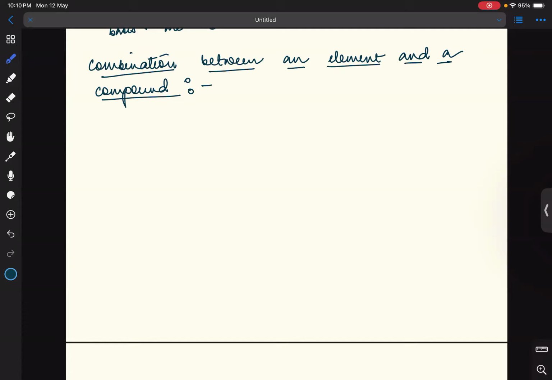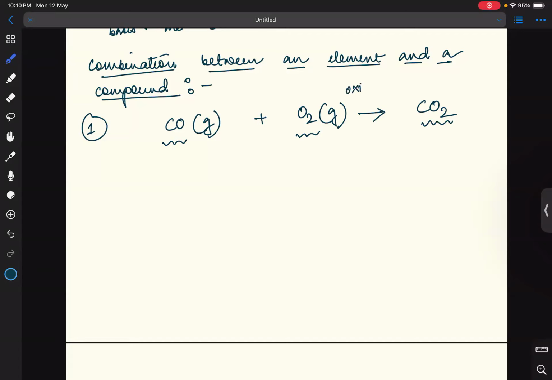So in combination reaction, students, the first example I'll give you is carbon monoxide in the gaseous state. When it reacts with oxygen in the gaseous state, it will give you carbon dioxide. Carbon monoxide and excess oxygen will get oxidized to carbon dioxide, so you can call this an oxidation reaction as well. Now, is this balanced, students? No, put a 2 over here and a 2 over here. It will now be completely balanced.